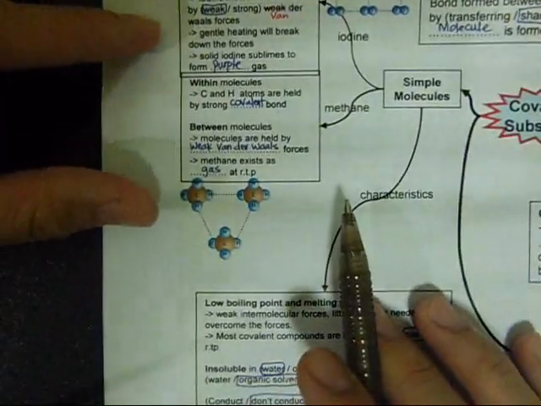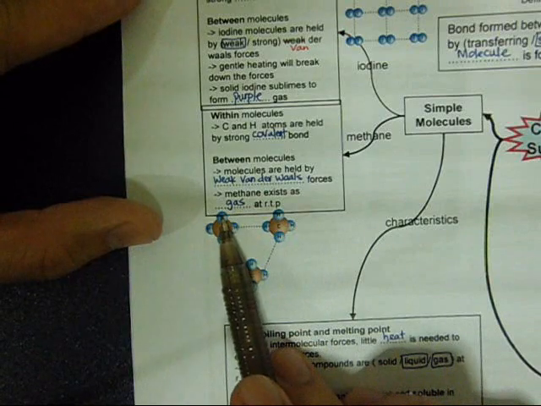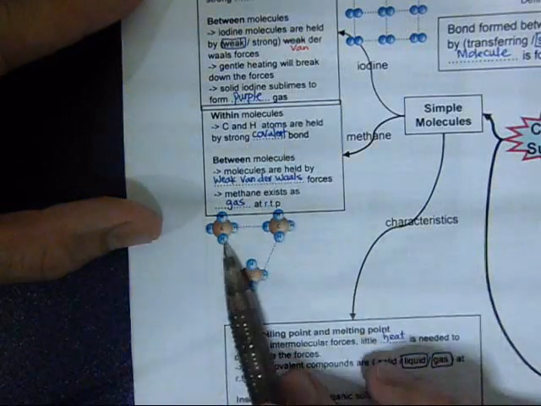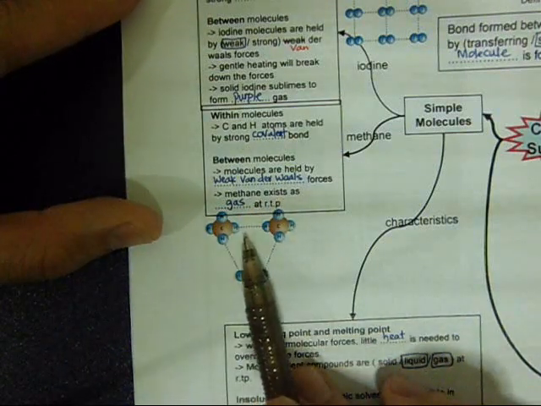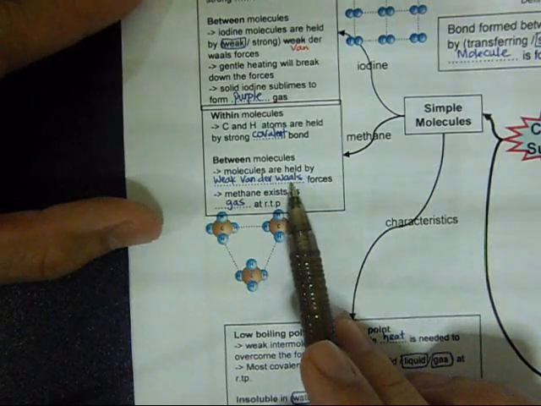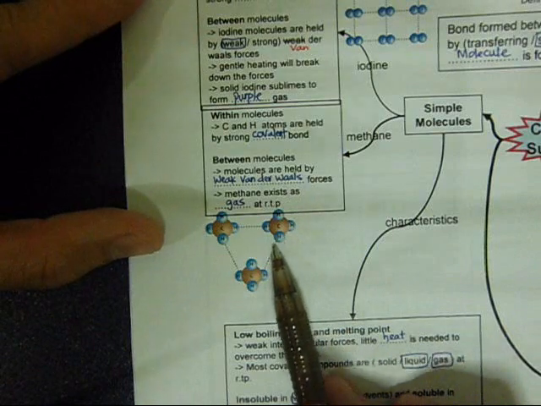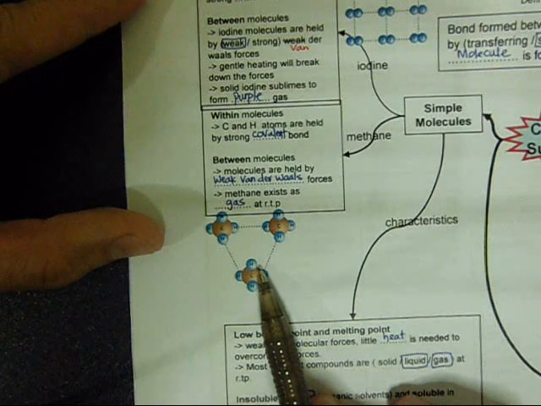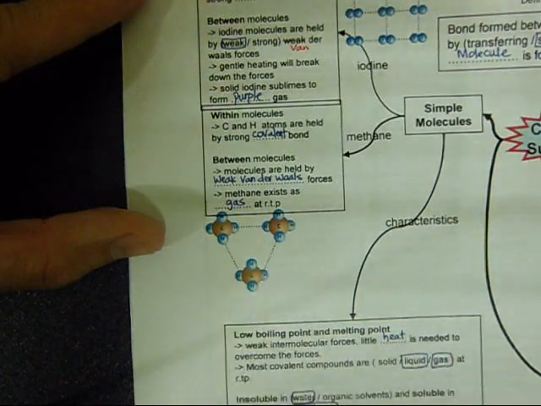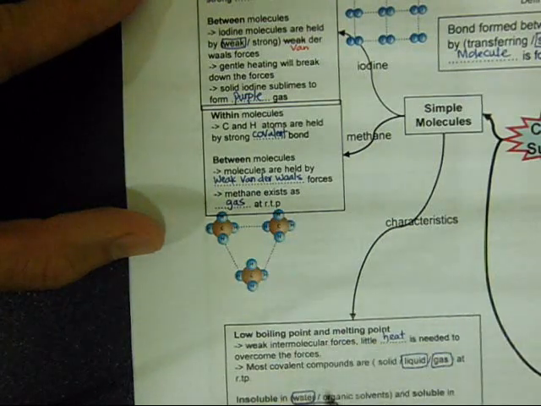Another example is methane. So carbon and hydrogen, within the methane molecule, the carbon and hydrogen are held by very strong covalent bond. But in between the methane molecules, they are held by very weak van der Waals forces or intermolecular forces. And because of that, methane has very low melting point and boiling point. Methane exists as gas at room temperature and pressure.